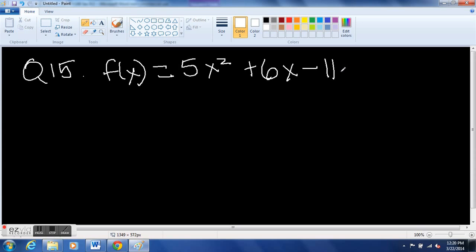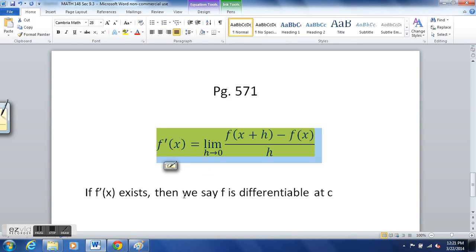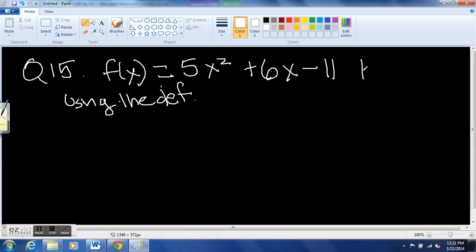Section 9.3, rates of change. Sorry, I was flipping through the book trying to make sure I'm reading exactly. Yes, find the derivative by using the definition. So using the definition, this is what they mean. Here's the definition right here, right?